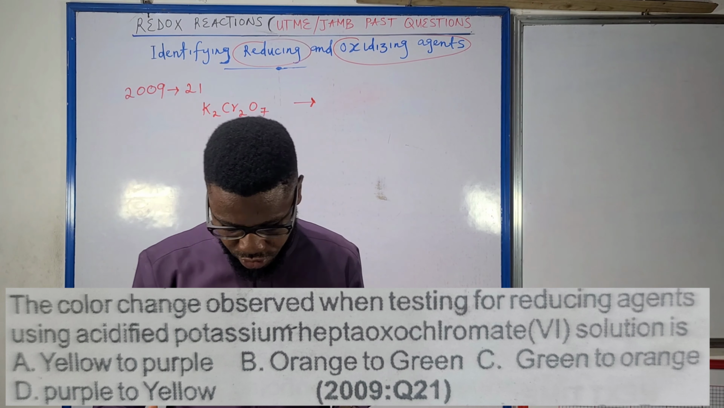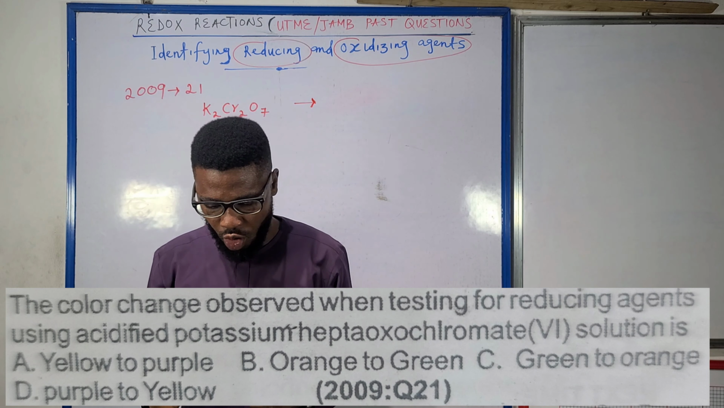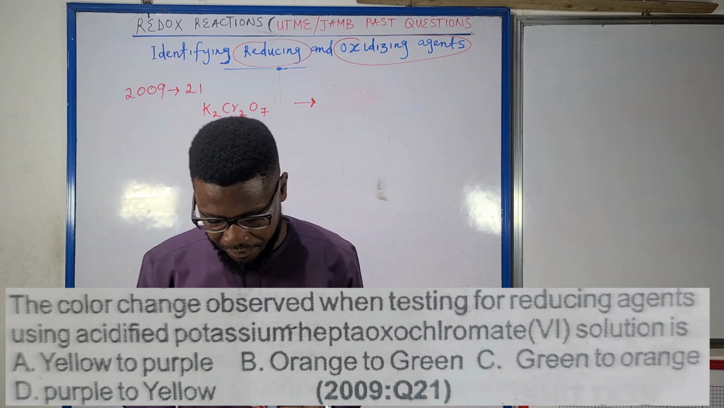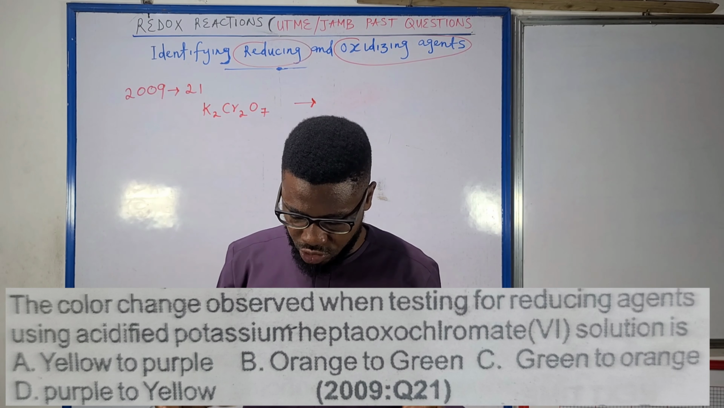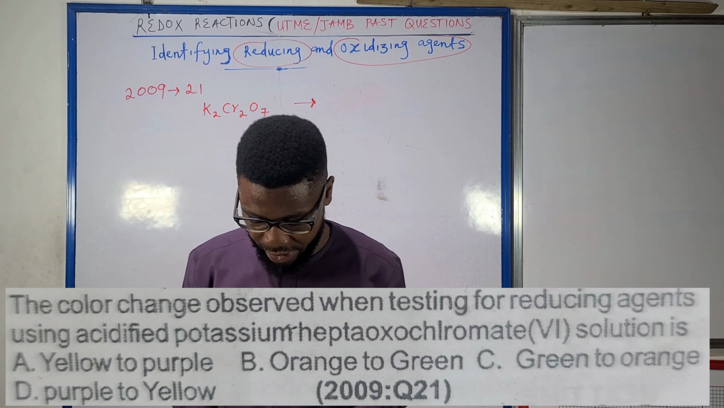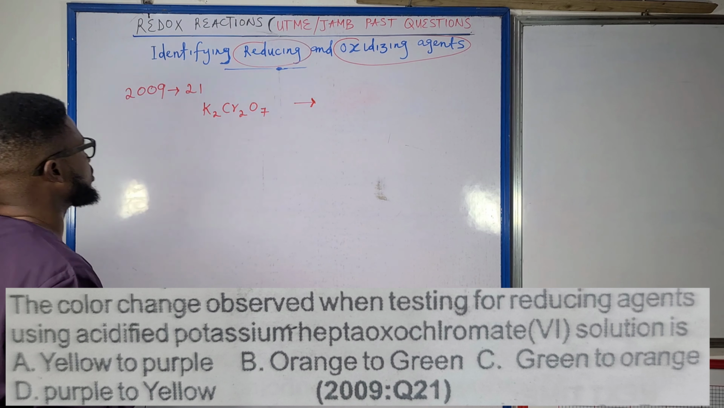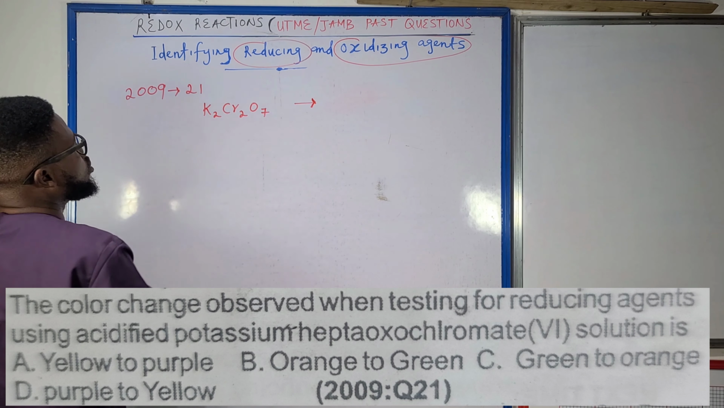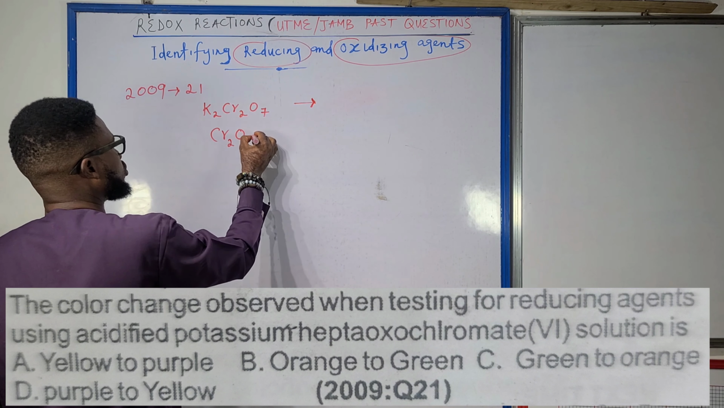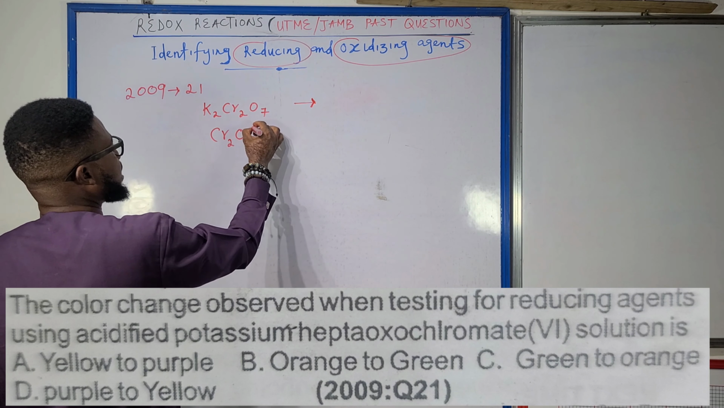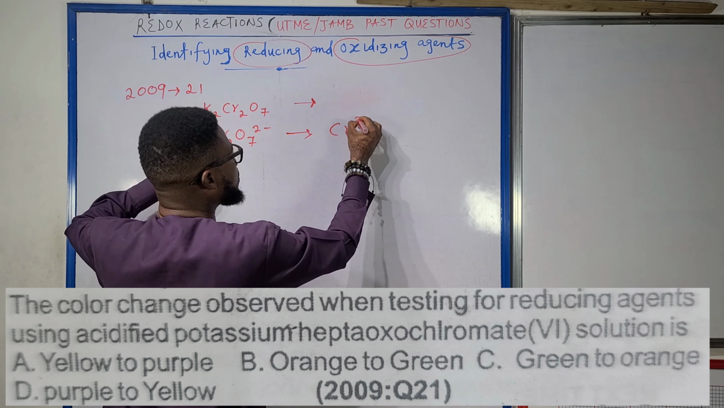Moving on to the next question, that is 2009 question 21. As you can see, it talks about color change for reducing agents. It says the color change observed when testing for reducing agents using acidified potassium heptaoxodichromate 6 solution is from what color to what color? In ionic form, this is going to be Cr2O7 2 minus. That's going to end up being chromium 3 ion.